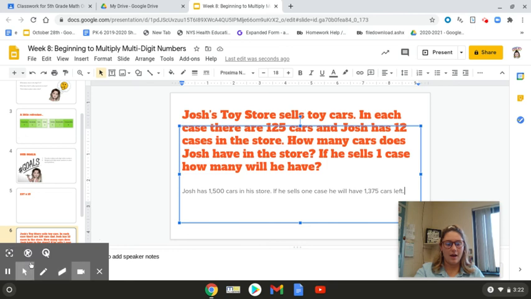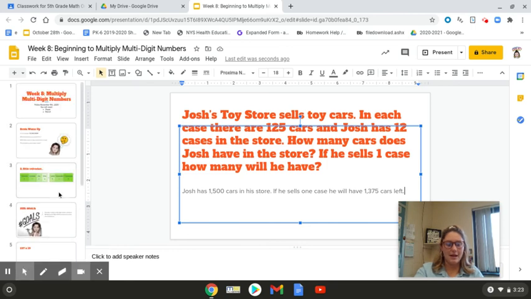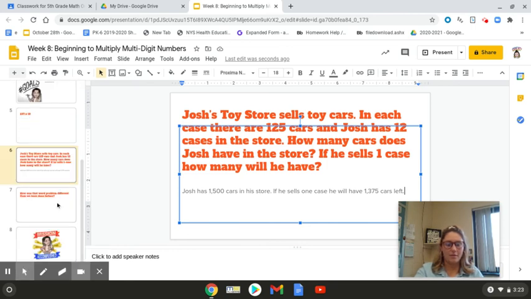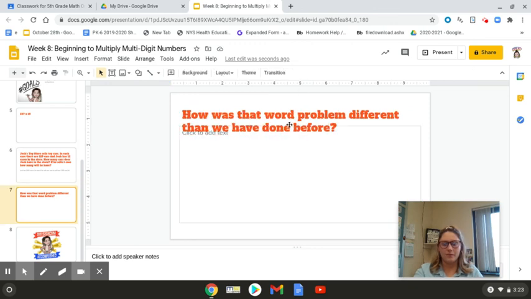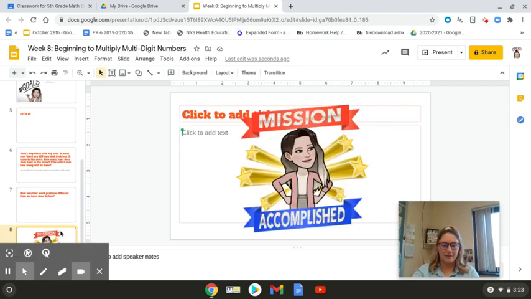Alrighty, I hope that made sense as we are moving along. So how is that problem different than any problem we've ever had before? I hope that you're thinking about that. I think I've already kind of told you, and we're going to move into some of this stuff next week and the following weeks. Mission accomplished.